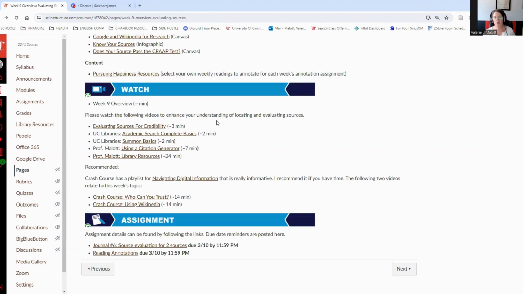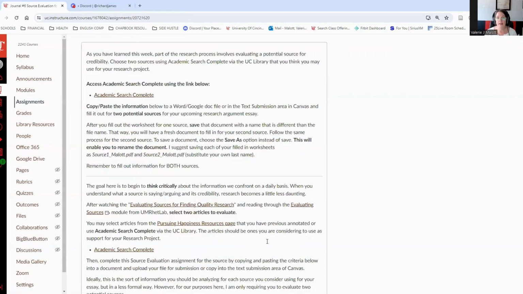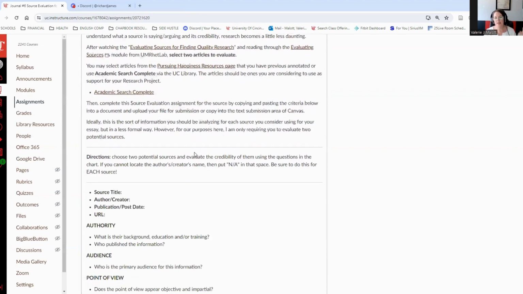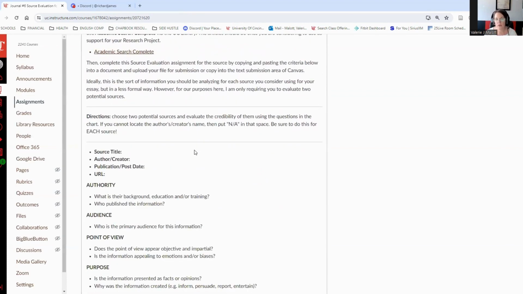So we'll continue with the reading annotations this week, and then we will do a source evaluation for two sources. So if you had made notes in week 8, I think, yes, notes in week 8 for a source, you can use that as one of your sources to evaluate, and then whatever your new source is that you're using for your reading annotation, you can use that as a second source for evaluation. But this is a worksheet. I recommend that you use Academic Search Complete. You don't have to. The point here is to get you to evaluate your source.